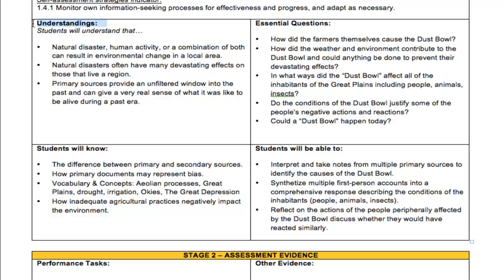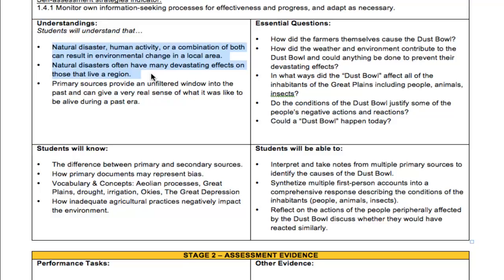So under this design, understandings are really the big ideas, the very general transferable ideas that are made up of distinct pieces of knowledge. In this particular case, using the example is probably the best way to illustrate what that means. I wanted students to have a thorough understanding of how natural disasters, when coupled with human activity, can affect an environmental area and also have very devastating effects on a particular region.